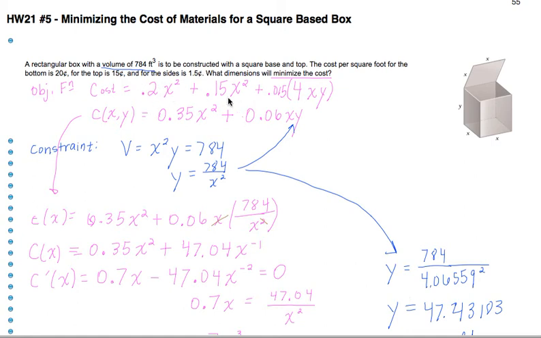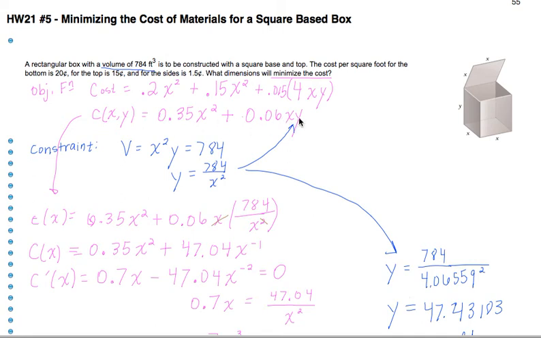The top also has an area of x squared, but its price is 15 cents per square foot, so that's the cost of the top. And then there's four sides, each of area xy, so the total area of all four sides is 4xy times the cost, in dollars, 0.015. Then simplifying, I combine these two terms to 0.35x squared. 0.015 times 4 is 0.06.